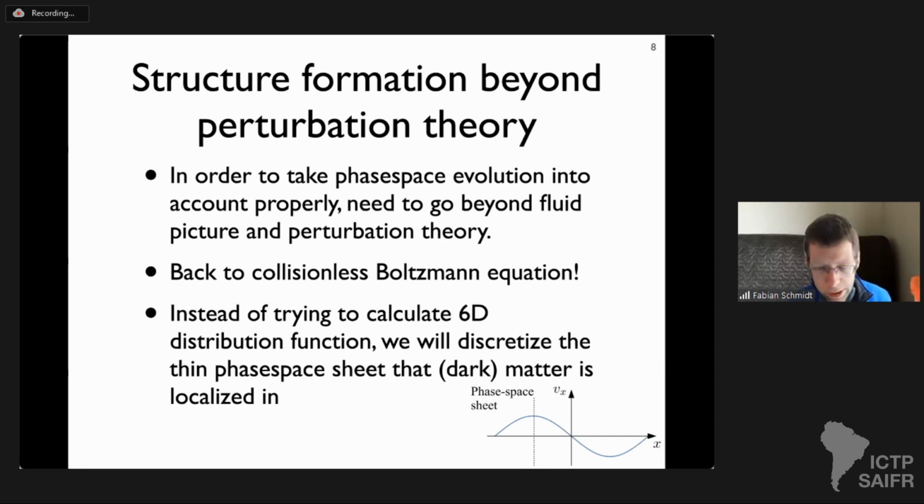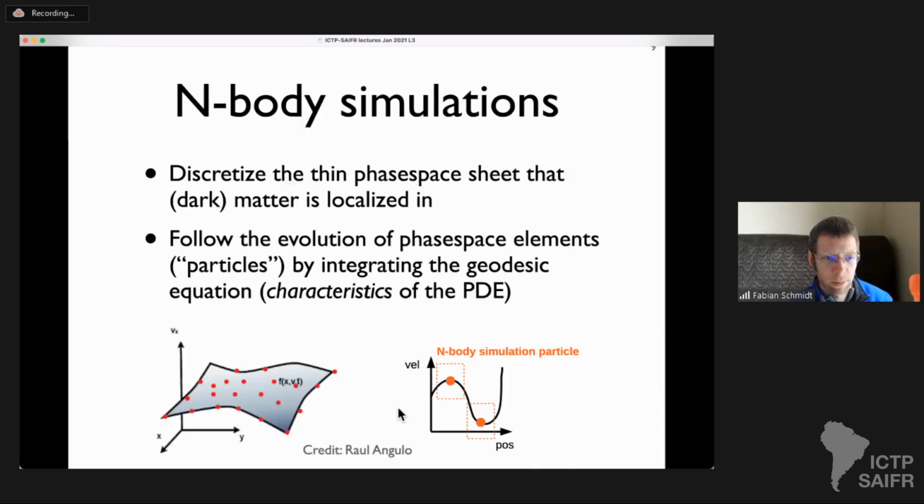So we have to go back to the collisionless Boltzmann equation. But for our problem at hand, we will not need to really do the full 6D calculation, which, as I mentioned, is incredibly complicated and difficult. We will actually use the fact that matter always lives on a sheet in phase space. So we will only be interested in following this sheet. That's all we need to do, and that's a 3-dimensional sheet. So it actually makes our life quite a bit easier.